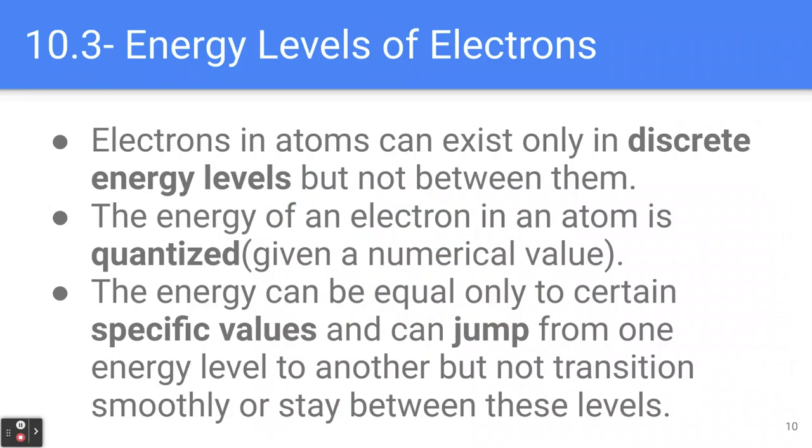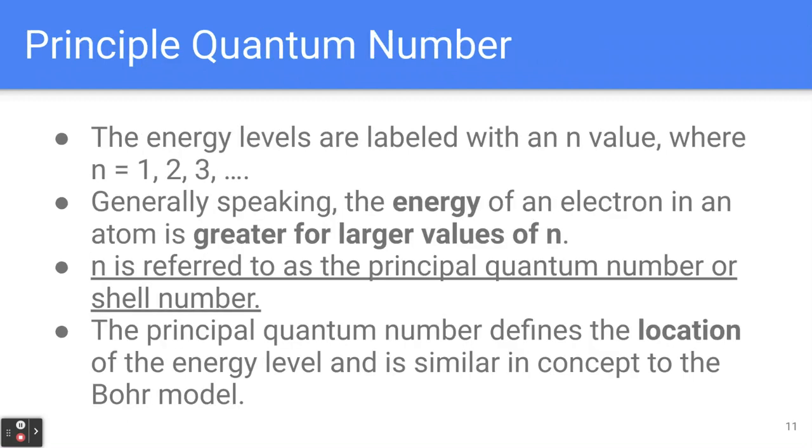Now, we need to start thinking about the electrons and their energy. So electrons can only exist in discrete energy levels, but not between them. So they can exist on level 1, 2, 3, 4, 5, and so on, but you can't hang out in between. They've got to be at one or the other, and they can jump from one to the other. And when they do that, they release some energy or they gain some energy.